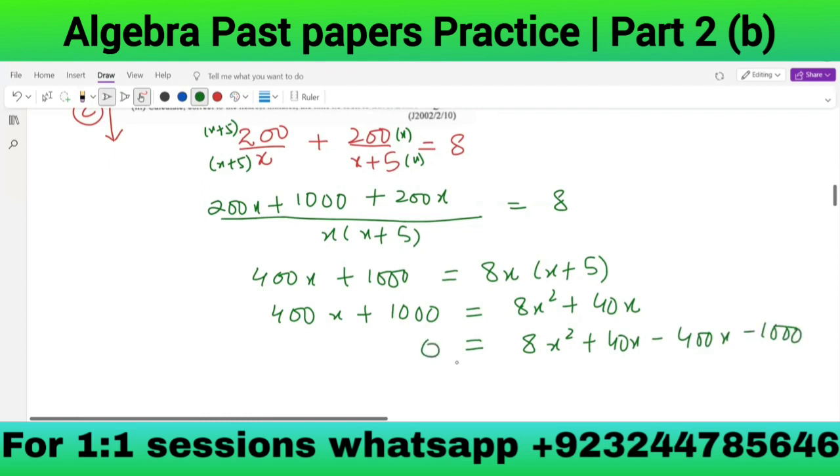So what we're going to get is 0 is equal to 8x squared minus 360x minus 1000. So now what can we take common? Can we take common 8? Yes. So 8 common, x squared.